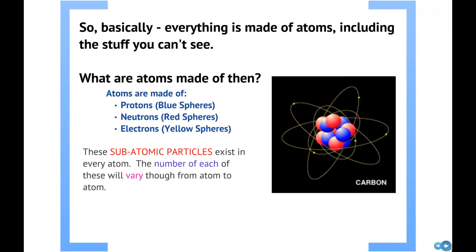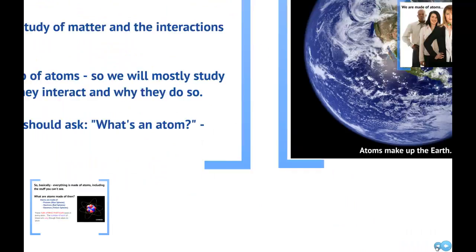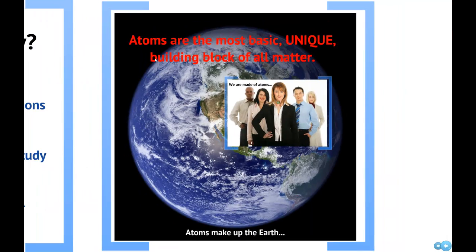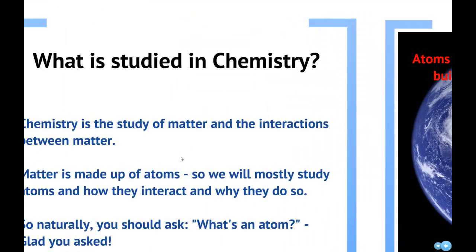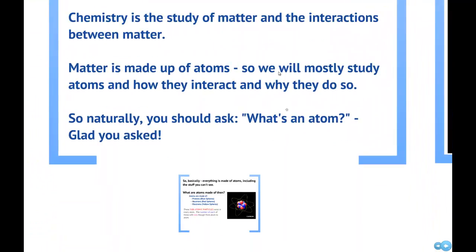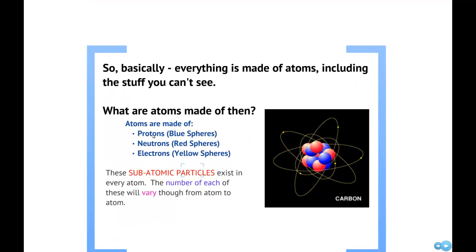I believe that is all that I had for this. So we'll go all the way back, just to make sure that you got the important information. Atoms are mostly very, very small. They are unique. They are the basic building block of all matter. Matter is what we study in chemistry. And atoms are made up of protons, neutrons, and electrons, all of which fall under the category of subatomic particles, meaning below the atom. So they are smaller than atoms.